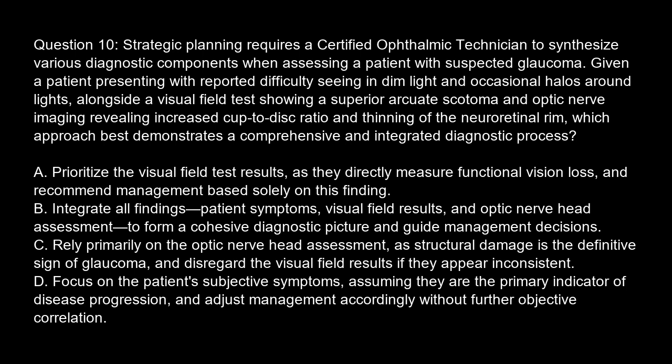Option A. Prioritize the visual field test results as they directly measure functional vision loss and recommend management based solely on this finding. Option B. Integrate all findings, patient symptoms, visual field results, and optic nerve head assessment to form a cohesive diagnostic picture and guide management decisions. Option C. Rely primarily on the optic nerve head assessment, as structural damage is the definitive sign of glaucoma, and disregard the visual field results if they appear inconsistent. Option D. Focus on the patient's subjective symptoms, assuming they are the primary indicator of disease progression, and adjust management accordingly without further objective correlation.